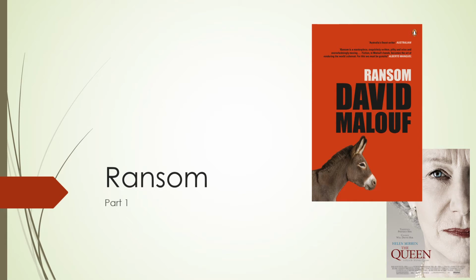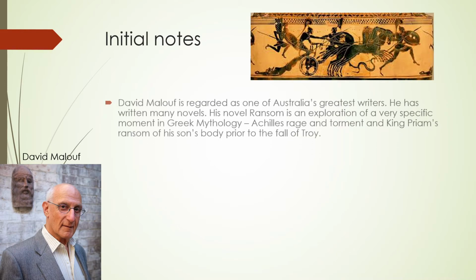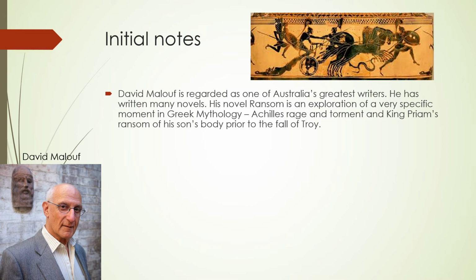So let's get started. Just a few notes beforehand. David Malouf is regarded as one of Australia's greatest writers. He's written a lot of different things, and in his novel Ransom, he is drawing on Greek mythology. So he's drawing on a whole canon of literature, which is very rich and layered and well known. He's actually telling a story which has been told countless times before, and in many different ways.